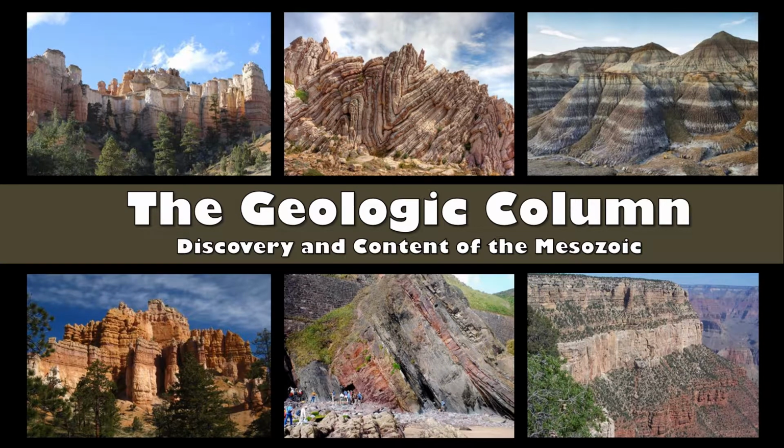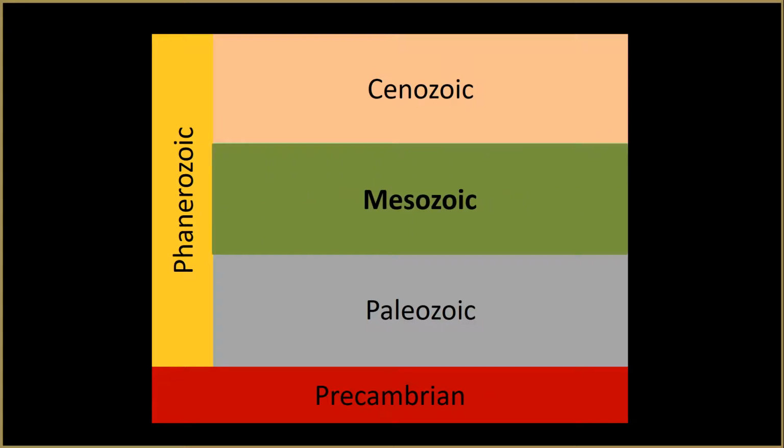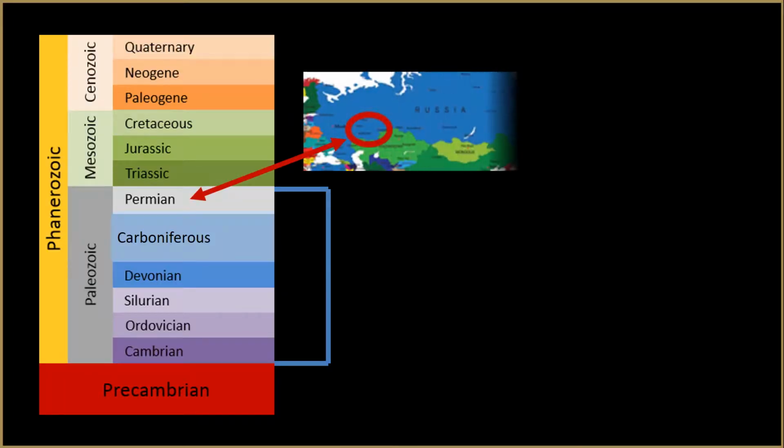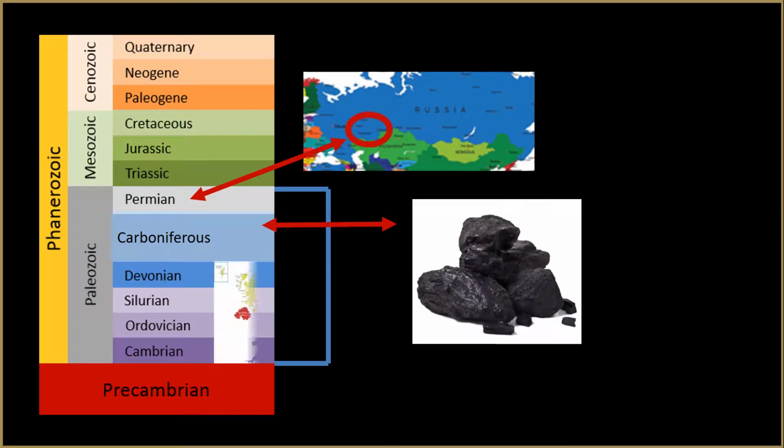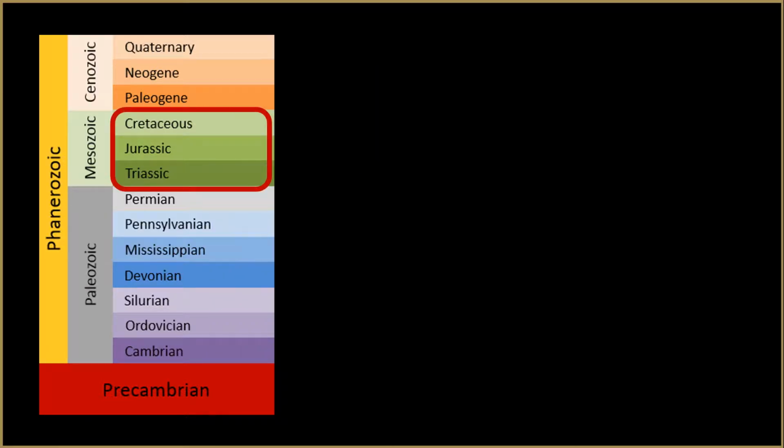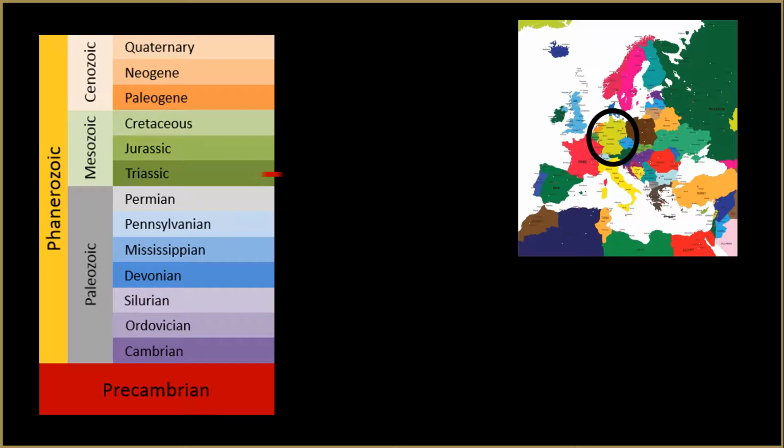The geologic column, the discovery and content of the Mesozoic. In this presentation, we will explore the Mesozoic erathem, learning how its layers were first discovered and what kinds of fossils are found in them. In the same way that most of the various systems of the Paleozoic erathem were named after places where the fossils were first studied, the Mesozoic systems got their names in similar ways.